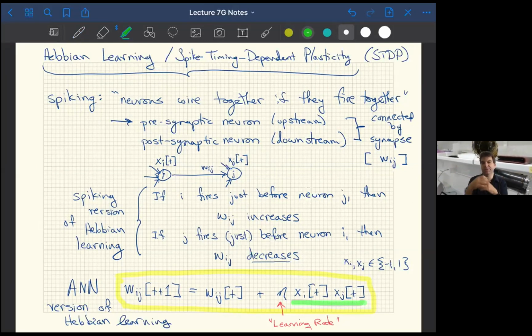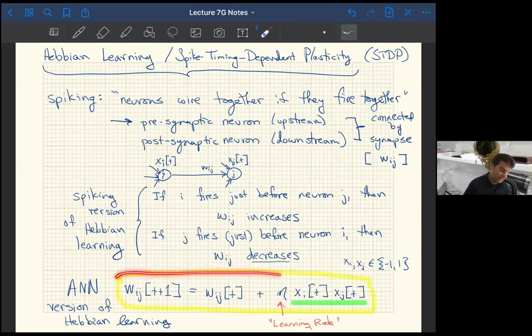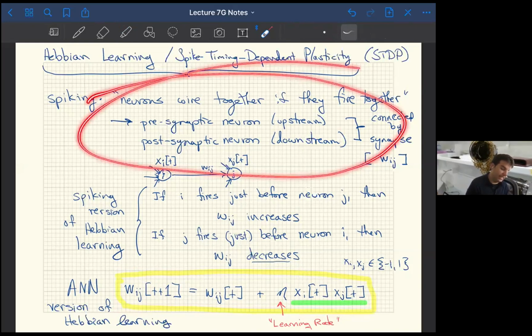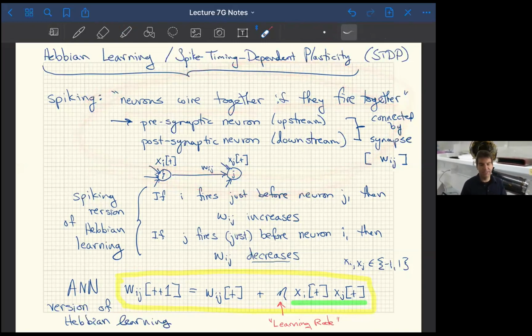And so we generated the update rule for the weights based on the chain rule, based on taking a derivative, taking a gradient. This that I'm showing you down here is not generated by taking a gradient or anything like that. It's a heuristic that is meant to implement Hebbian learning, this basic idea that neurons wire together if they fire together. And so it doesn't come out of the math. It just comes out of how we are going to build something that does this.